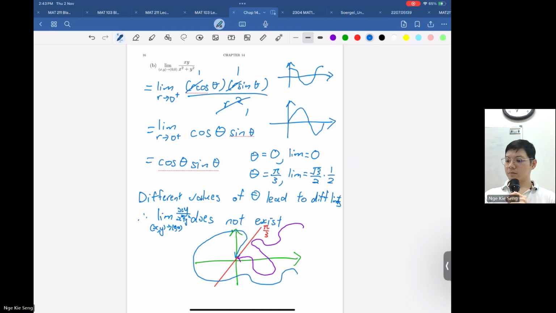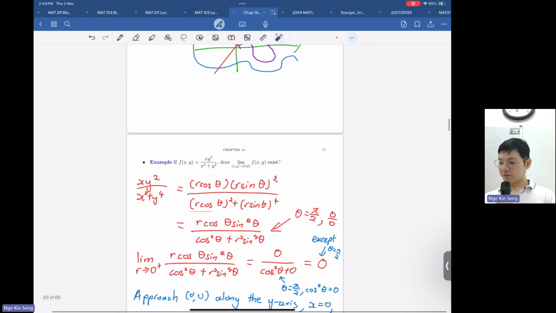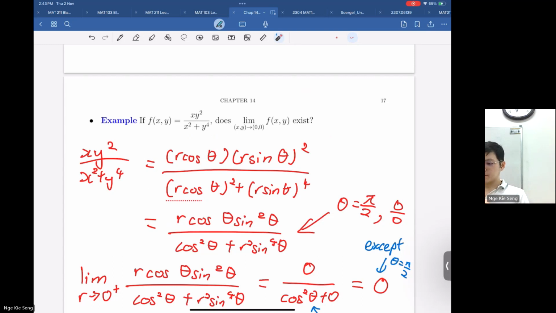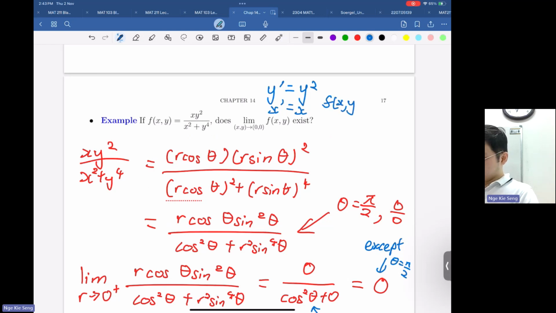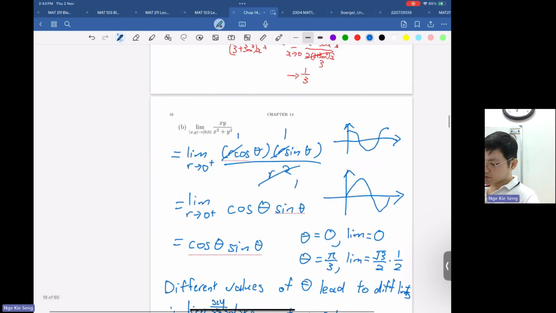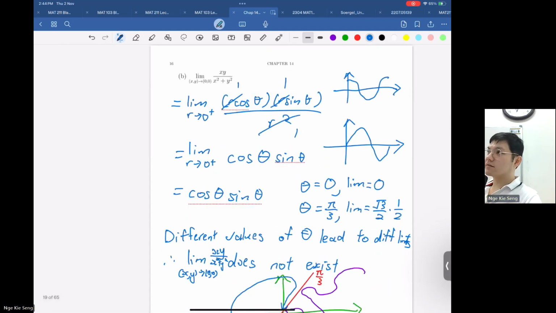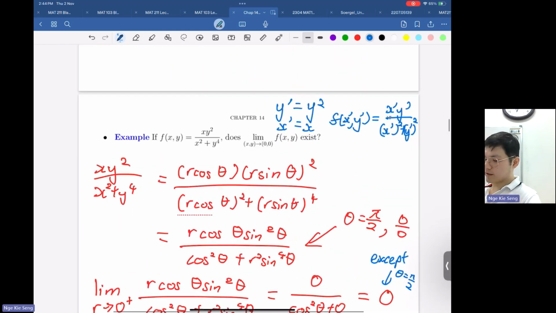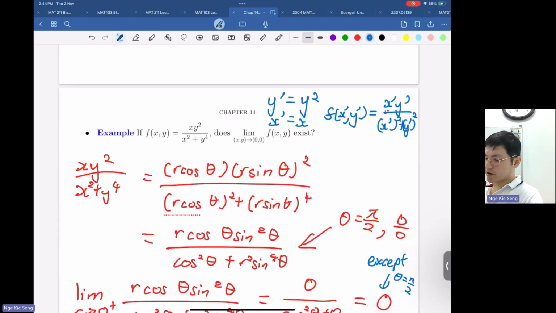I tried changing the basis. How do you mean by change basis? Y prime equals y squared, and x prime equals x. So I get r squared below and r squared cos theta sine theta above. So f of x prime, y prime becomes x prime y prime over x prime squared plus y prime squared, is it? And then you use this method. Can or not? Wait, let me think.